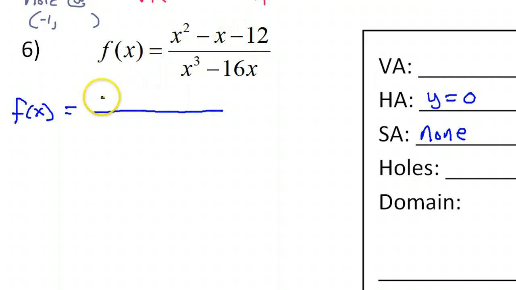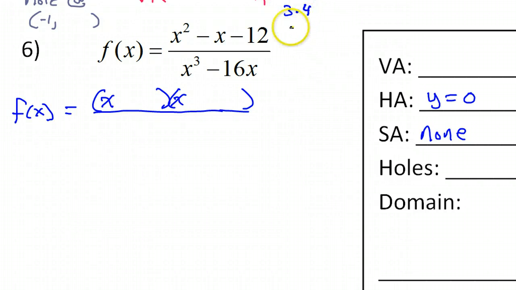If I factor the numerator, that looks like something that would probably factor as a binomial times a binomial. X squared is going to be x times x. 12 is either going to be 3 times 4, or 2 times 6, or 1 times 12. Considering that the middle is -1, I'm betting on 3 times 4.